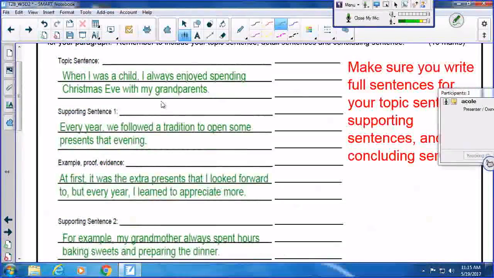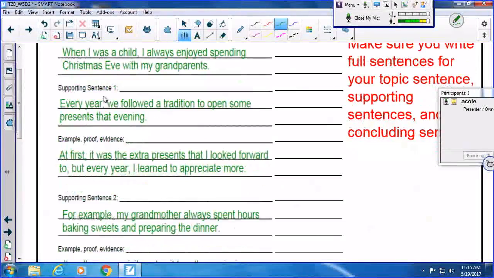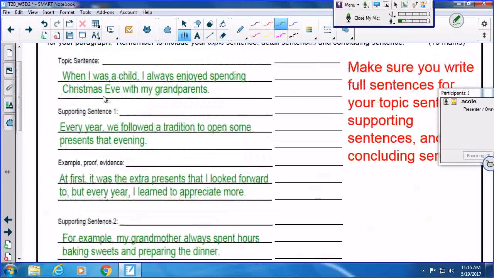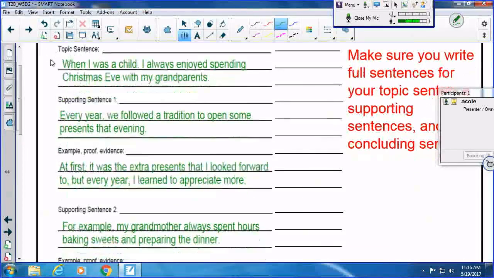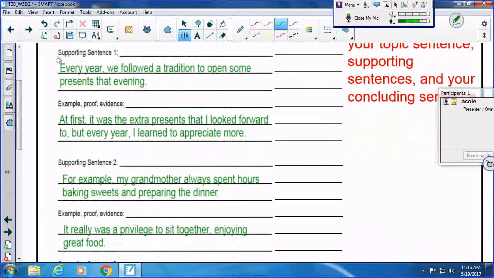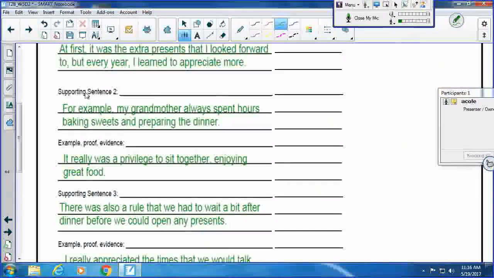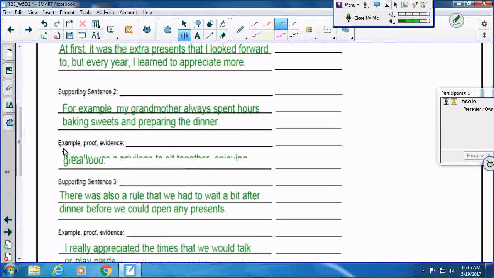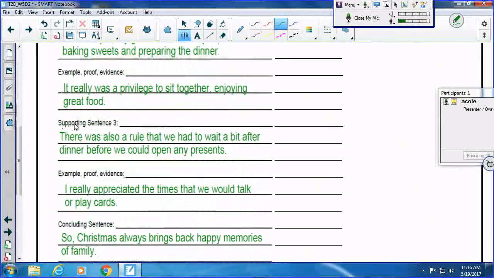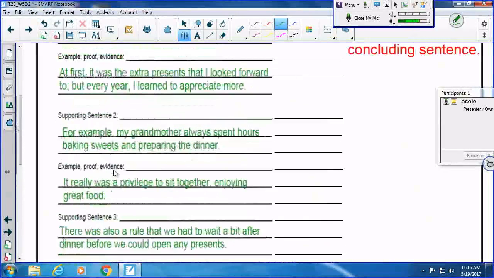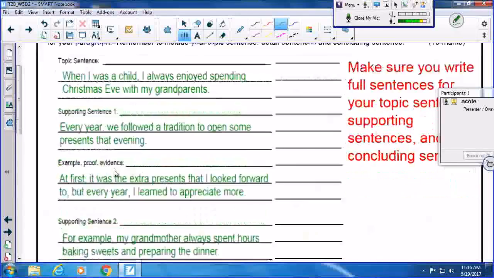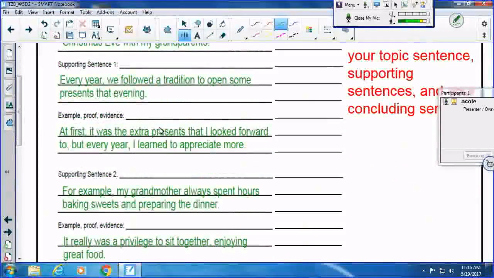Now, I don't want to read out everything that I have in the middle, but I will explain what I've done. So you start off, you fill in your topic sentence, and then you fill in supporting sentence one, example, proof, or evidence for that. And then you do the same thing, supporting sentence two, example, proof, or evidence for that, supporting sentence three, and example, proof, or evidence for that. And then, of course, your concluding sentence. So really all you're doing is you're putting six sentences in the middle, right?